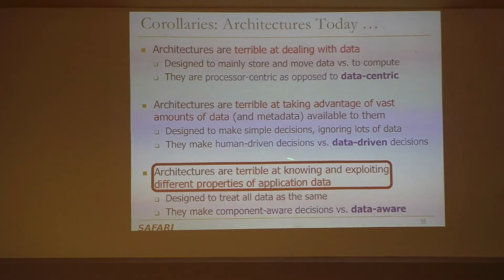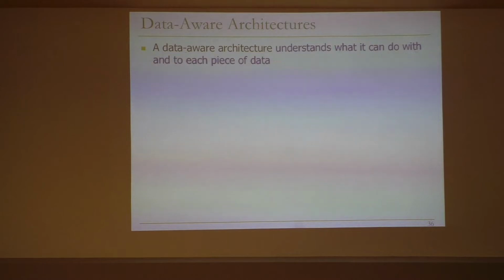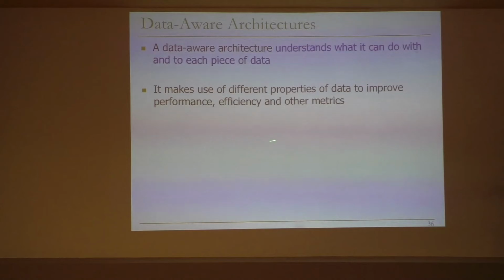Basically, today's architectures don't know about data enough. They treat all data as the same. As a result, the decisions that we make are more component-aware decisions as opposed to data-aware. Now, what do I mean by this? A data-aware architecture really understands what it can do with and to each piece of data. Basically, it's aware of the characteristics of the data. Now, let's take a look at some examples. Basically, we want to use different properties of data to improve performance, efficiency, and various other metrics.